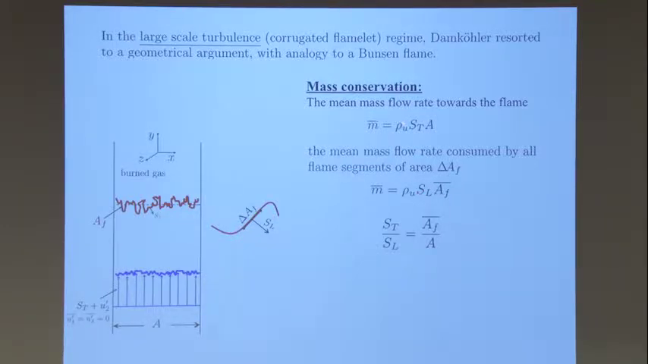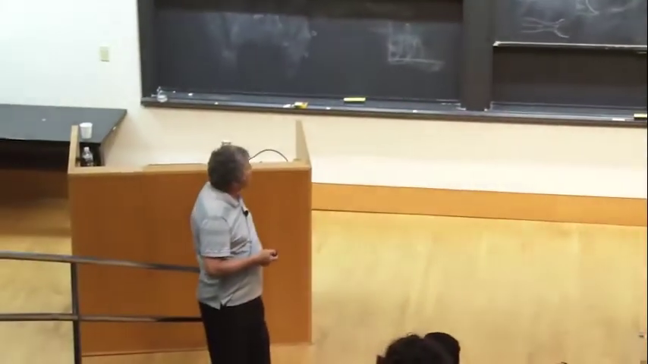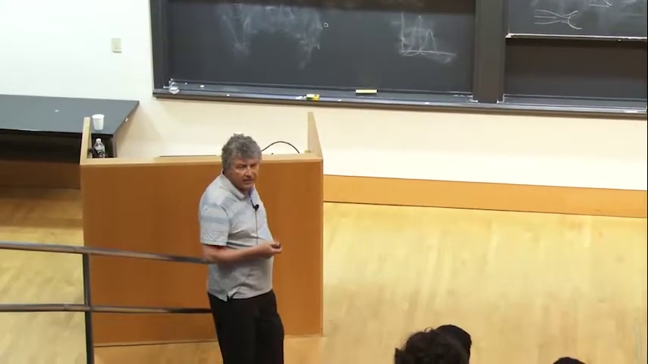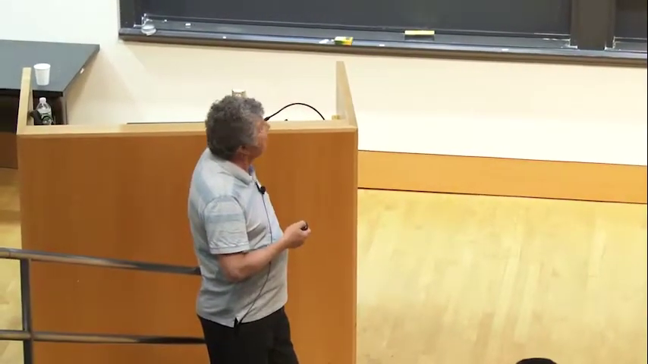And so when this is equal to that, you can write that ST over SL is the ratio of the corrugated surface divided by the cross-section. So this was Damkohler's idea, which is still alive until today and used quite often, especially by experimentalists, of course with modification, but it is still a very key result, I would say.